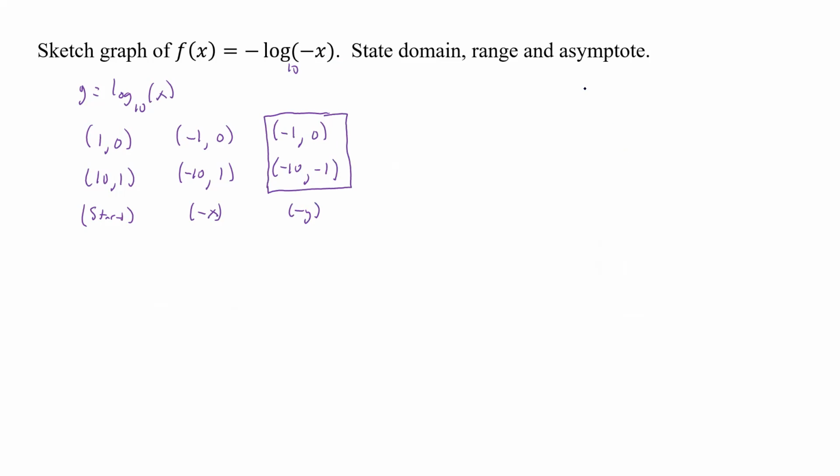Okay. So let's go ahead. And so we're going to be in the negative. And then we have 1, 2, 3, 1, 2, 3. So a negative 1, 0. That's going to be right there. Okay. And negative 10, negative 1. So that's going to be about there.